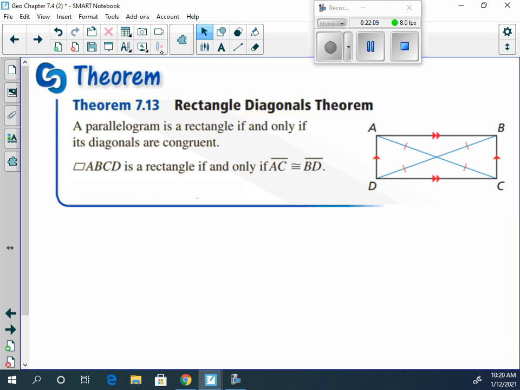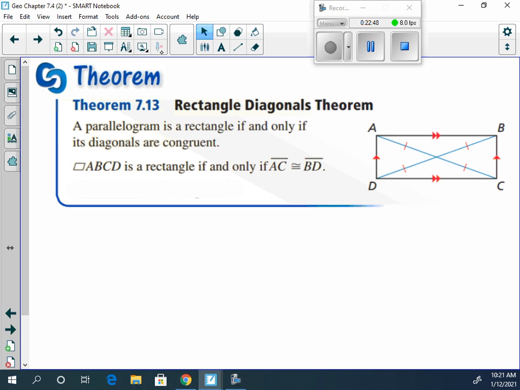A parallelogram is a rectangle if and only if the diagonals are congruent. I got ahead of myself. If and only if the diagonals are congruent. This is a rectangle if and only if AC is congruent to BD. It's only true if AC is congruent to BD.